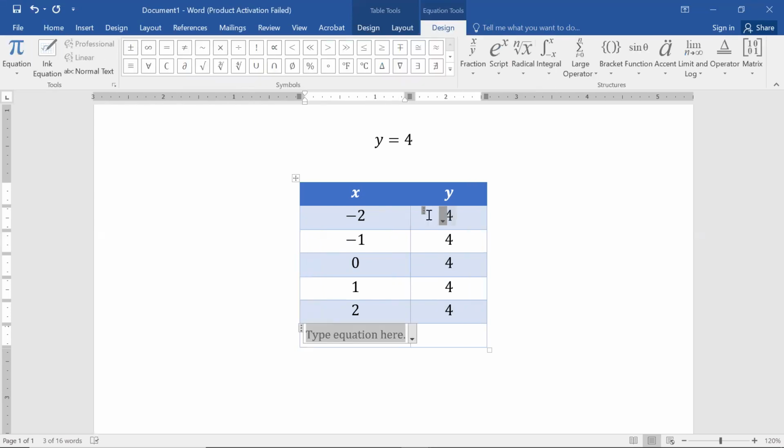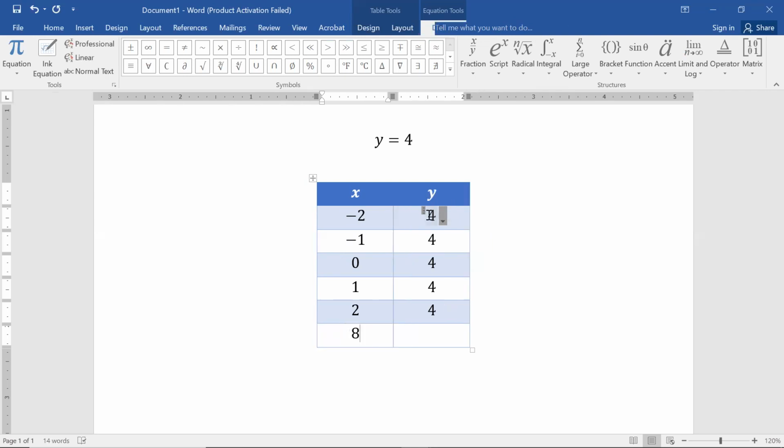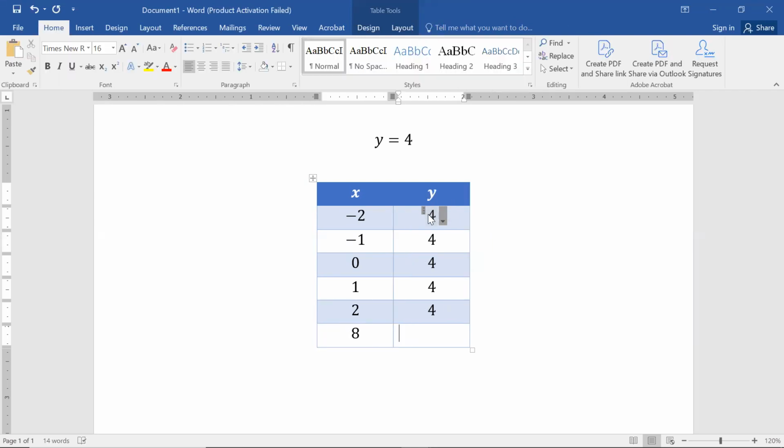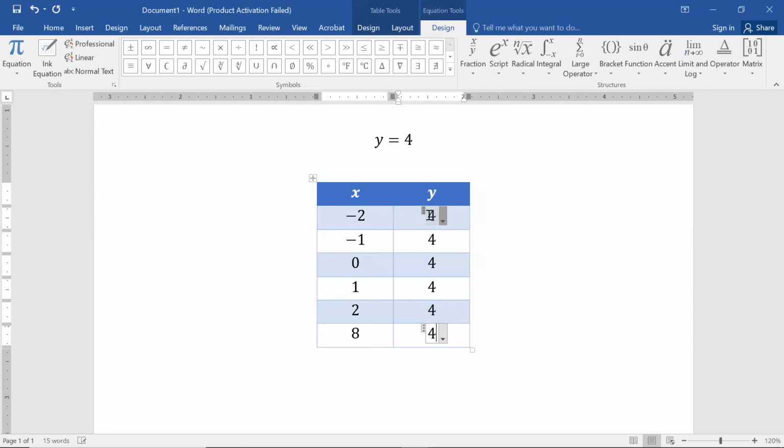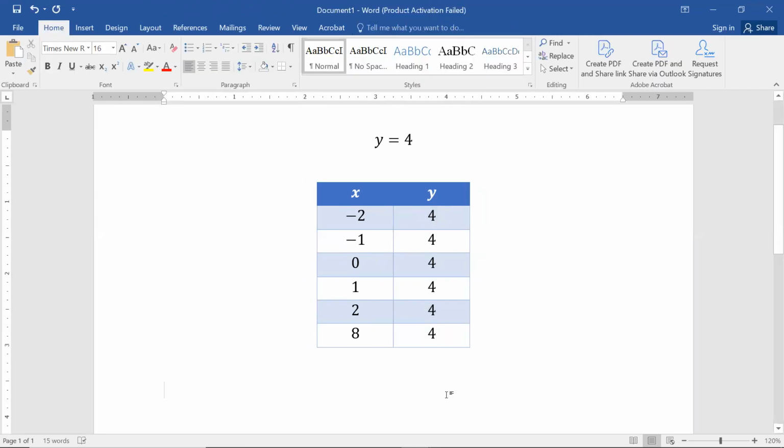So if I wanted to put in an 8 for x, y is 4. If I wanted to put a 19 for x, y is 4. If I wanted to put in -316 for x, y is still 4. Y is always 4 in this problem. Now that I have this, I can go graph those points and see what I get.